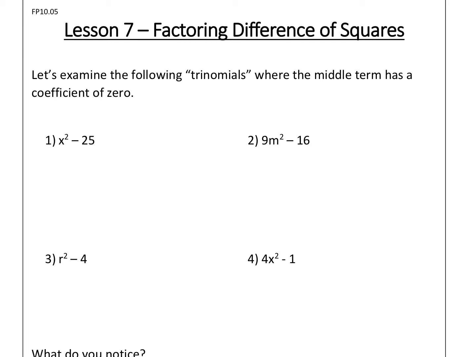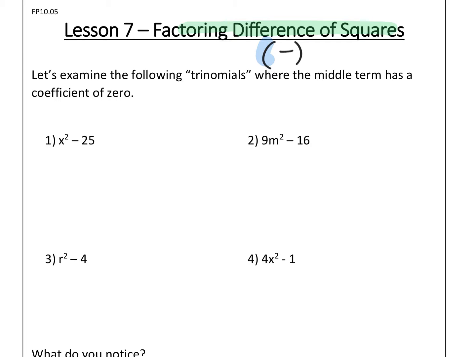We're going to look at factoring what is called a difference of squares. Remember that the difference is the answer to a subtraction question. So difference means subtraction, and perfect squares are things like 9, 16, 25. Those are our squares. So we're looking at a difference of squares. We're going to look at it first as if it's a trinomial.